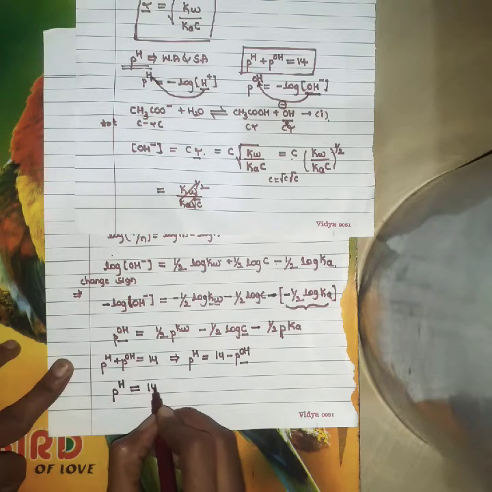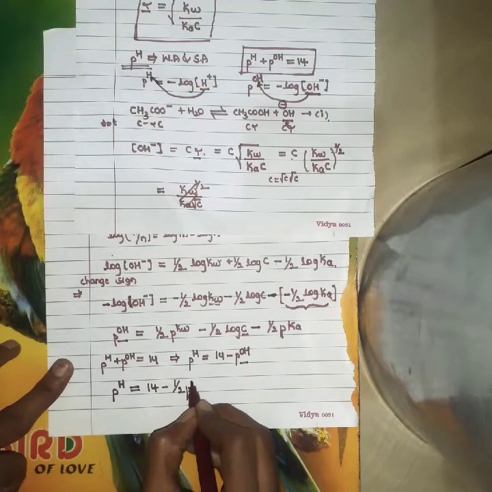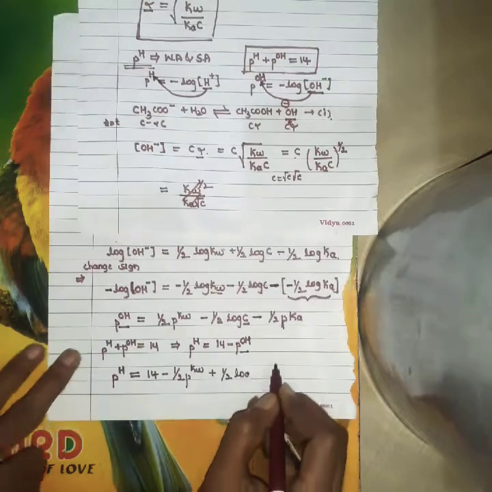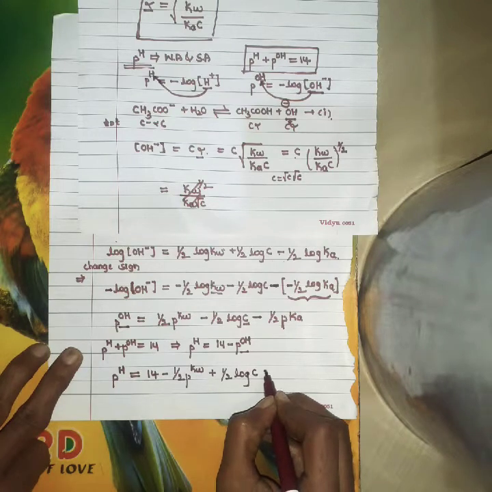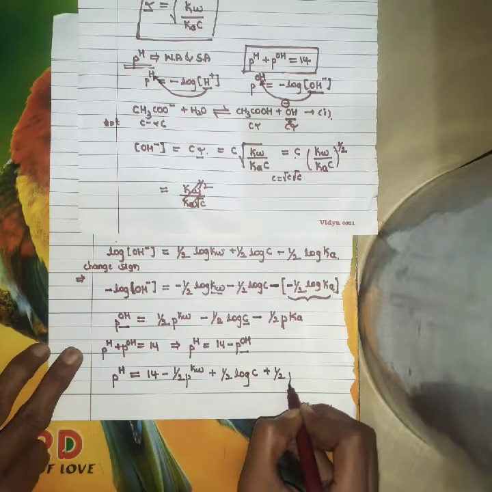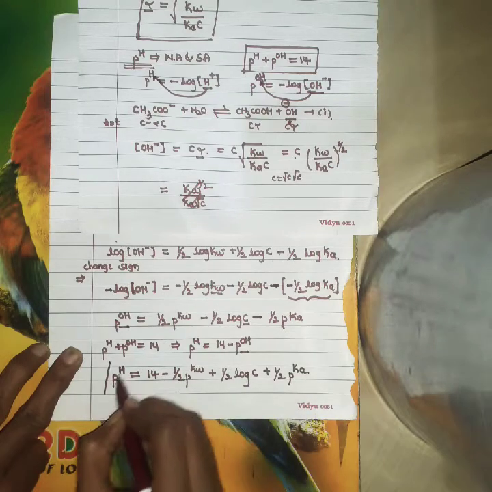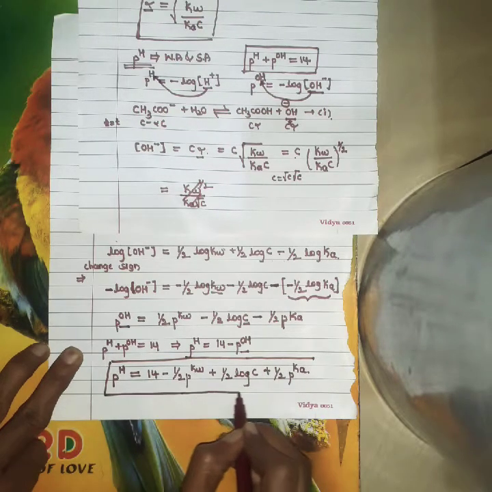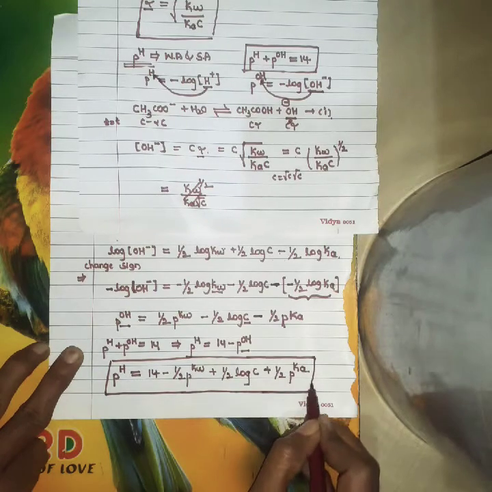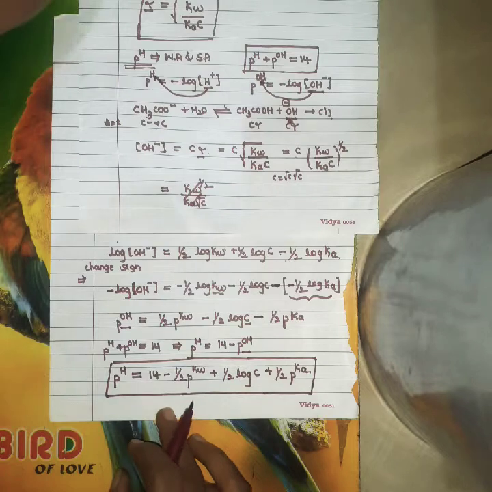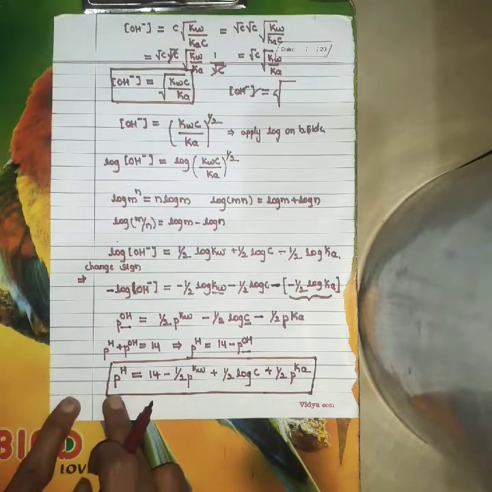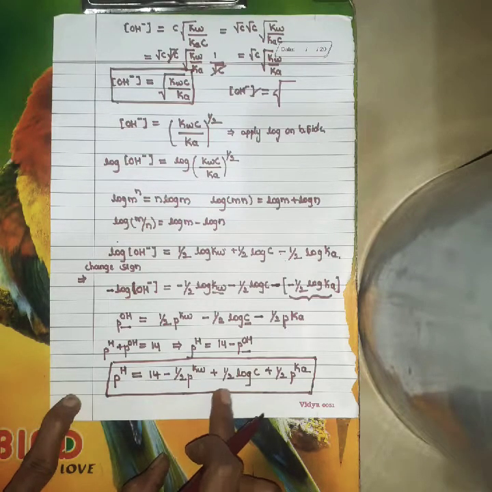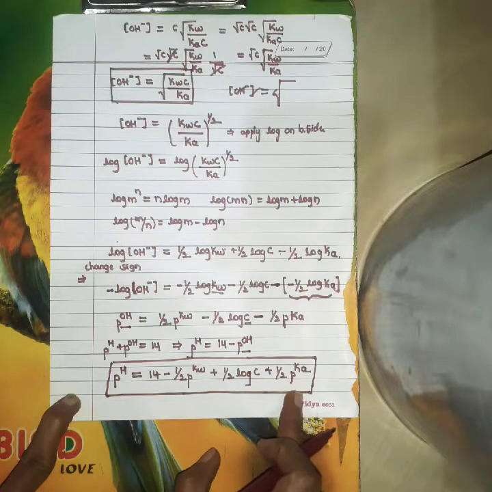pH is equal to 14 minus 1 divided by 2 pKw plus 1 divided by 2 log C plus 1 divided by 2 pKa. This is the pH equation for a weak acid and strong base. This is an important equation for pH calculation, and from the point of view of examination, it is also an important equation.